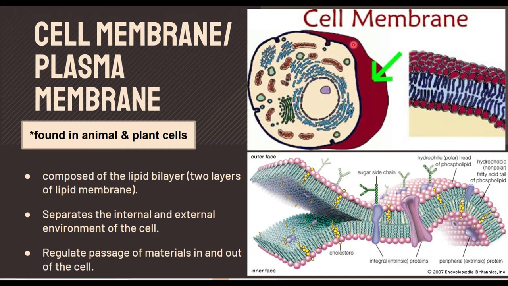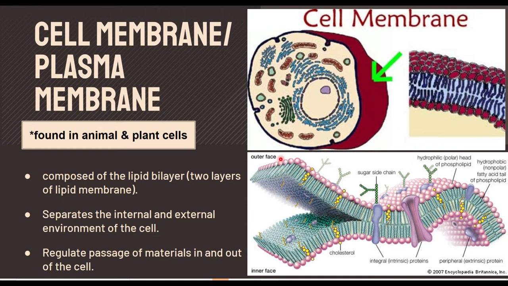And as I have mentioned earlier, the cell membrane serves as a boundary, and not only that, the cell membrane regulates the passage of materials in and out of the cell. When we say regulate, it means to control. So the cell membrane doesn't just let materials in and out carelessly. Okay? We will get to know more about that when we go to the succeeding topics about the cell membrane and transport mechanisms.